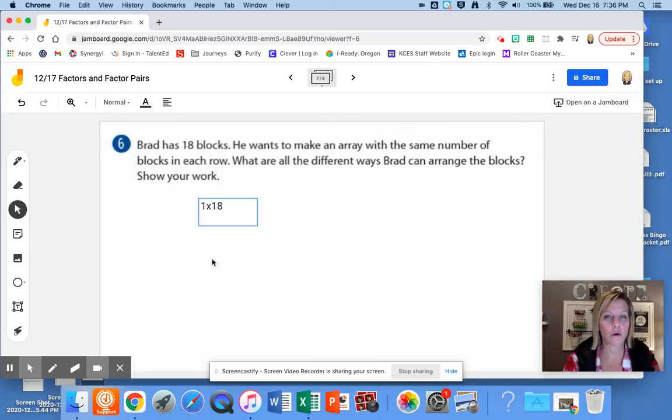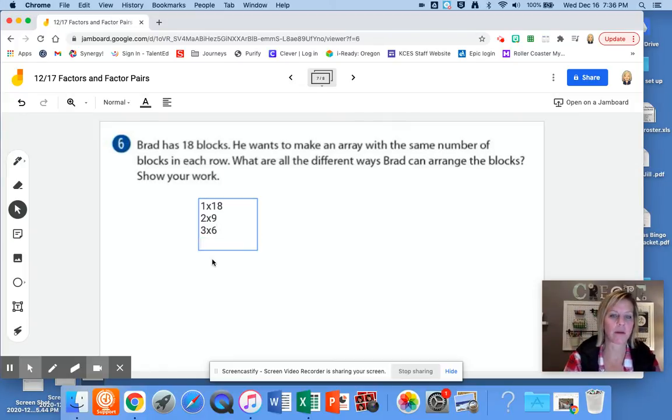Okay, so I started you out with 1. What comes after 1? 2. I know 2 is a factor of 18 because 18 is an even number. So I asked myself, 2 times 5 is 10, 2 times 6 is 12, 2 times 8, 2 times 9 is 18. Okay, let's go to 3. 3 times 5 is 15. Ooh, 3 times 6 is 18. So now I have 3.